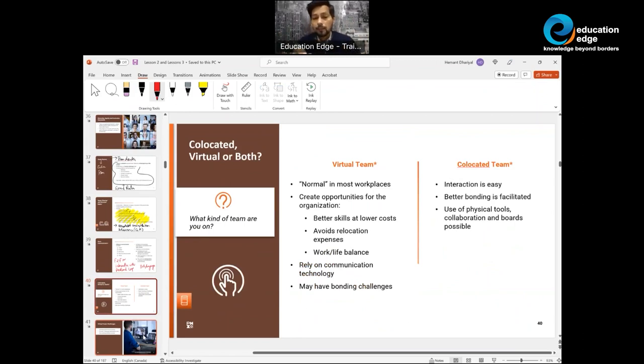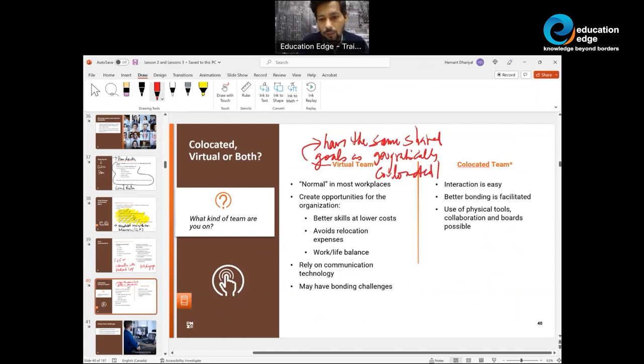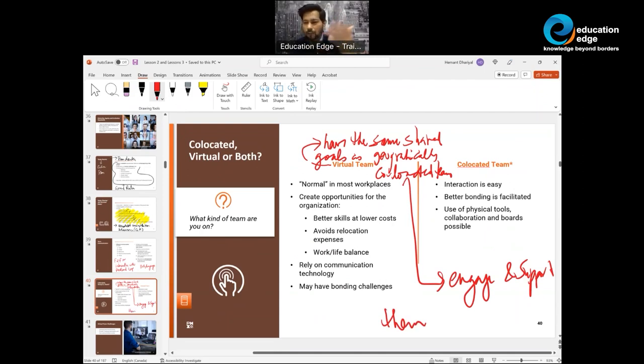Virtual teams. Keep in mind, virtual teams have the same shared goals as geographically co-located teams. So if the virtual teams have the same shared goals as geographically co-located teams, then we should ensure that we engage and support them the same way as we will support our co-located teams. And now it is becoming normal to have distributed teams, teams that are physically co-located along with the teams that are geographically dispersed, or virtually, we are also calling them virtually co-located nowadays. We're creating that kind of a culture where everyone feels like home.